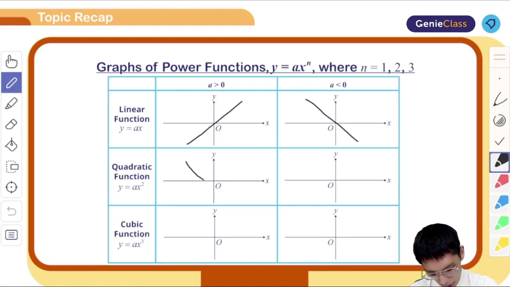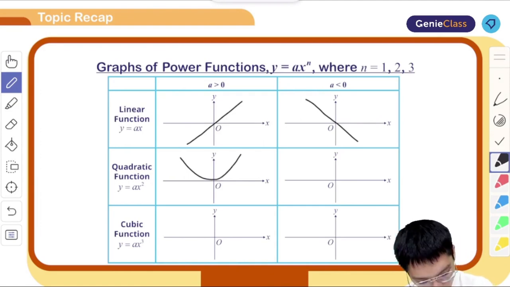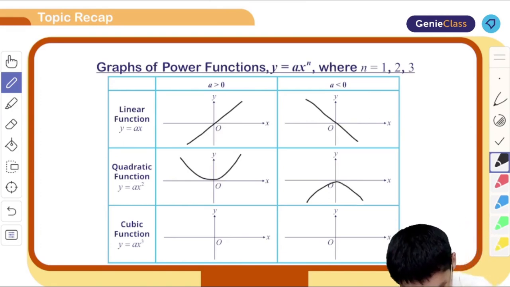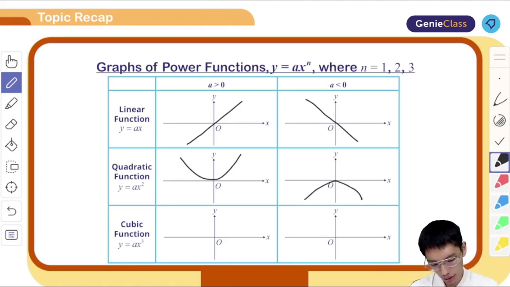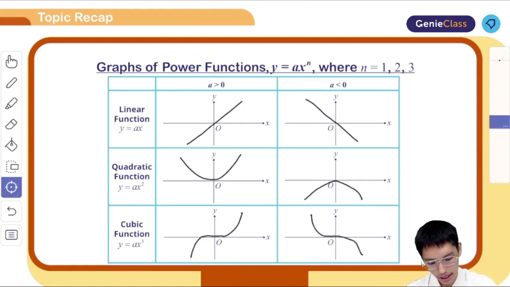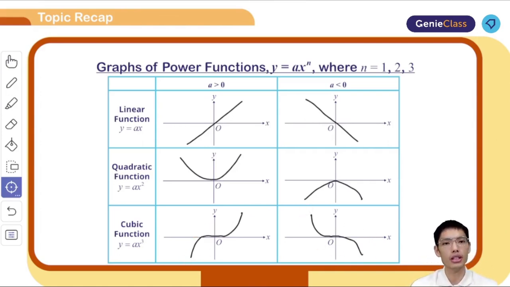Quadratic function, if it's positive, just now we went through, it's going to be a happy face. Less than 0, it's going to be a sad face. Let me draw it nicely. Cubic function, what does it look like? It's going to be an S-like curve. If it's negative, it is reflected the other way, which makes sense. You realize negative means this part becomes negative, this part becomes positive. Hopefully these shapes look familiar to you.